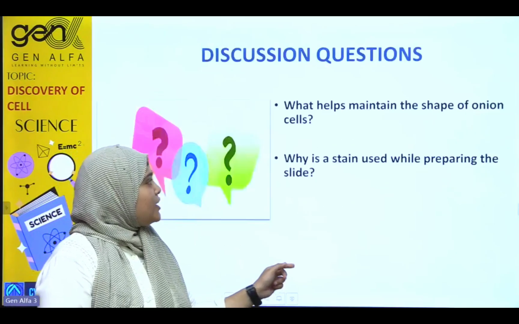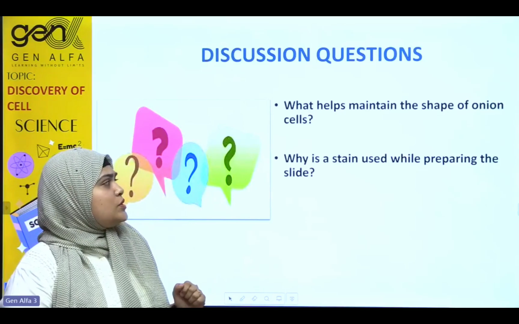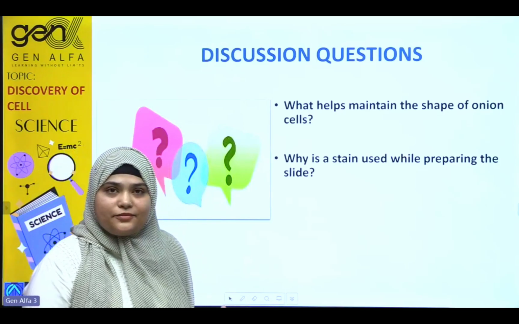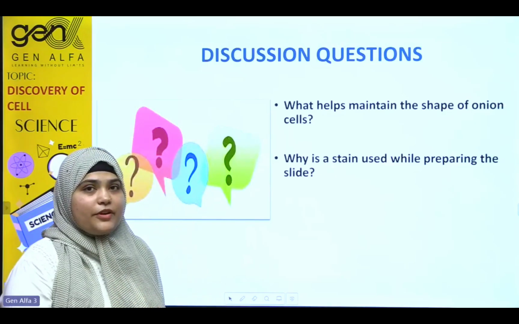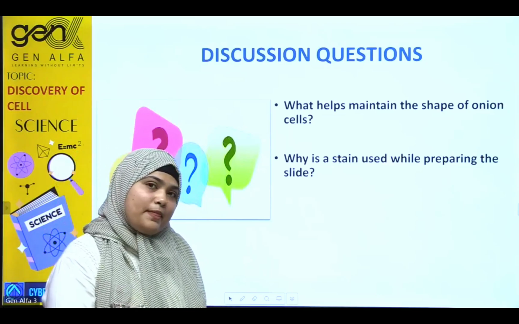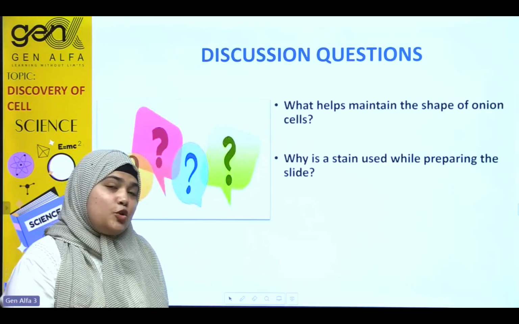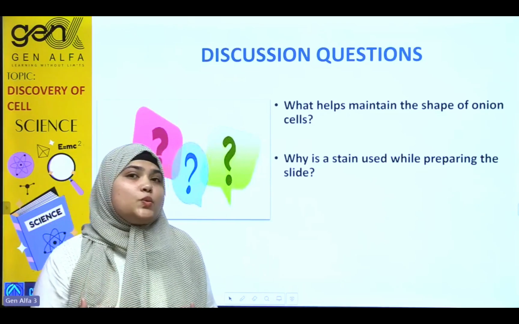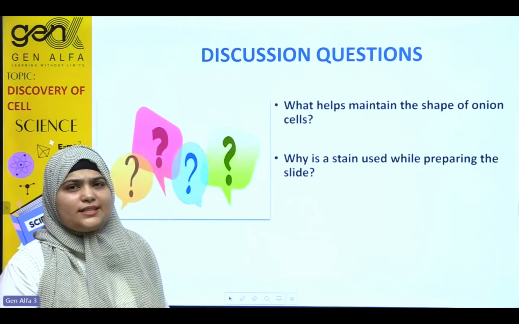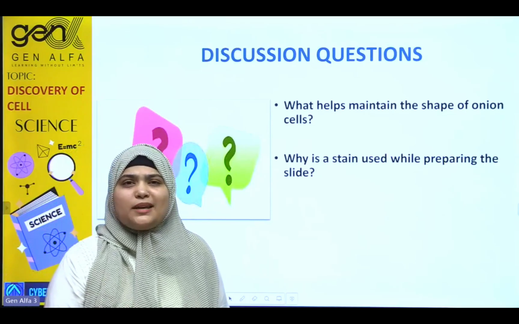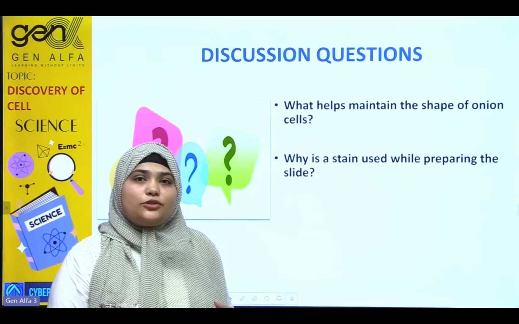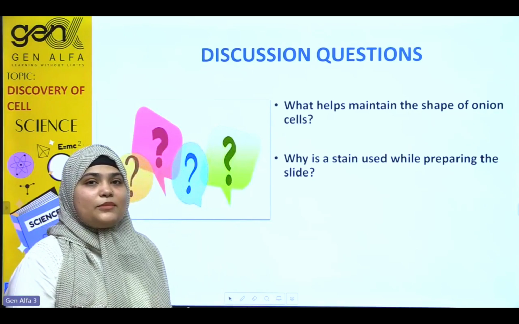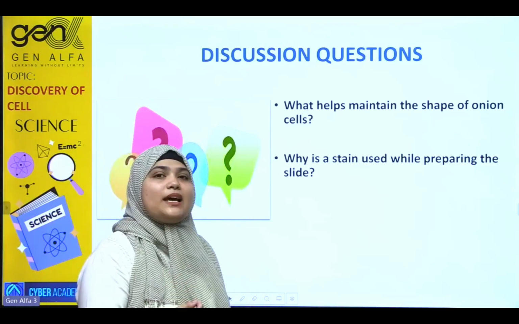Why is a stain used while preparing the slide? Why are we staining the slide? Why are we staining the onion peel? To make the cellular components visible, because cellular components like nucleus and cytoplasm are transparent. They are very small. So we stain them so that they will be clearly visible under the microscope.